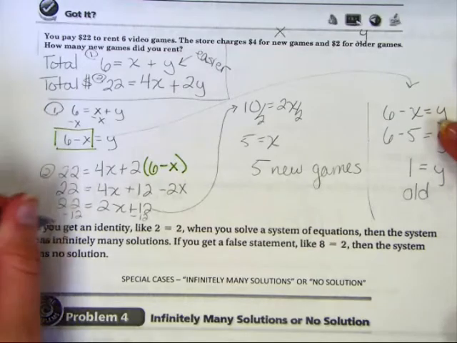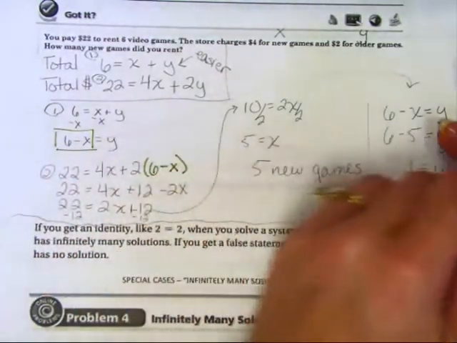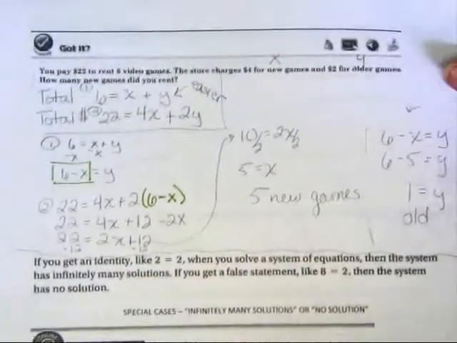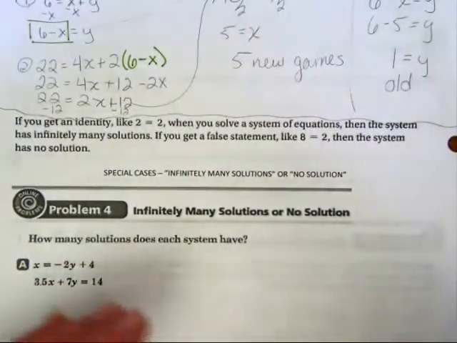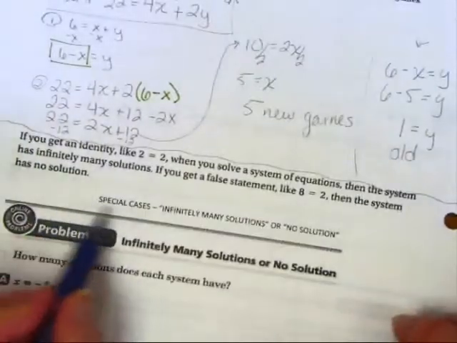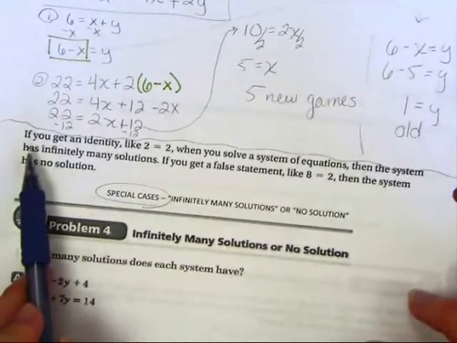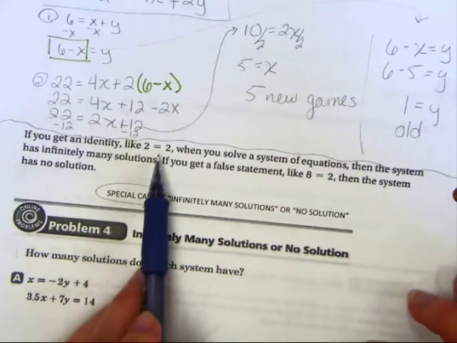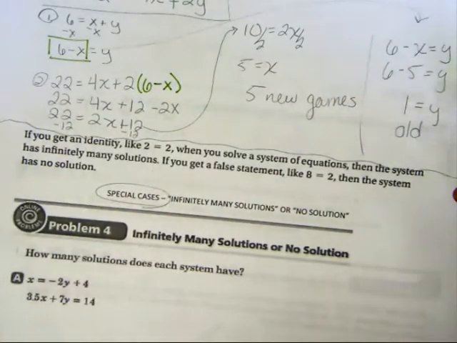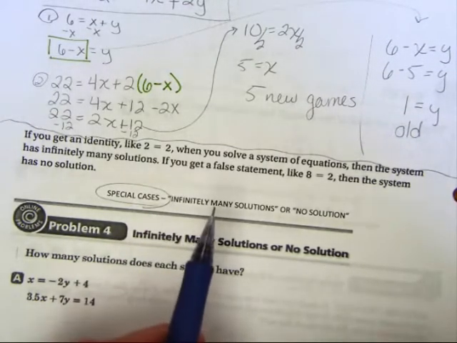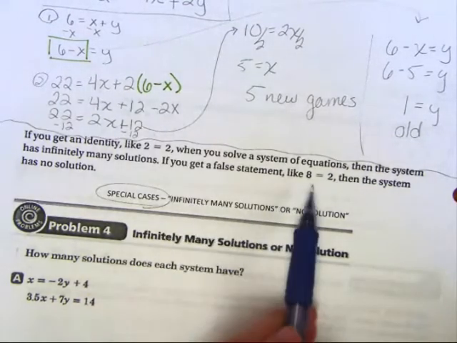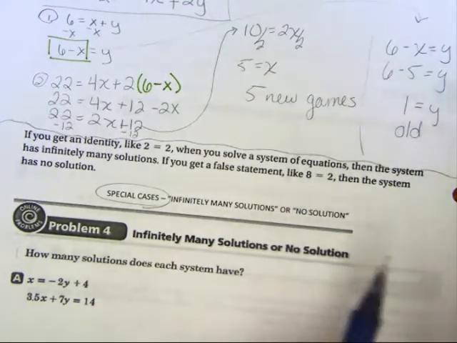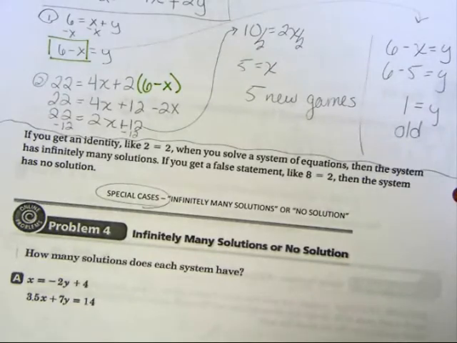Now, just like we did yesterday, we can get special cases. So we're going to focus on our special cases, such as pretend you get 2 equals 2. Let me ask you, when does 2 equal 2? I hope you're thinking to yourself, well, Mrs. L, 2 equals 2 is all the time. But if you get a statement like 8 equals 2, then you're going to say, Mrs. L, 8 never equals 2.